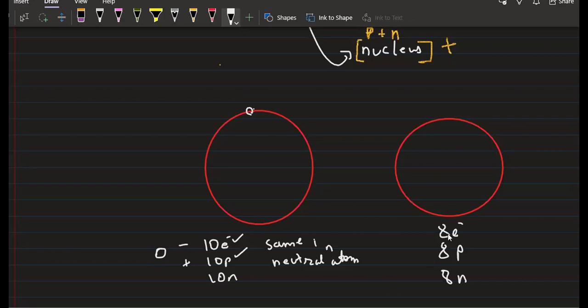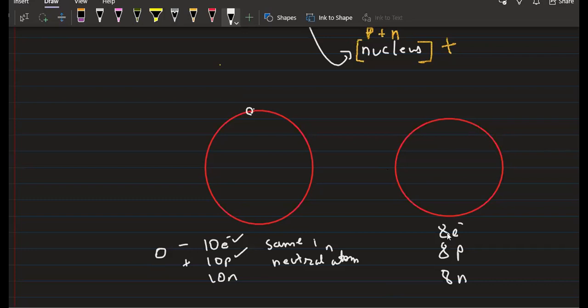Okay, so I can say that the number of electrons and the number of protons in a neutral atom will always be the same. Yes or no? Just tell me yes or no. Yes, very good.